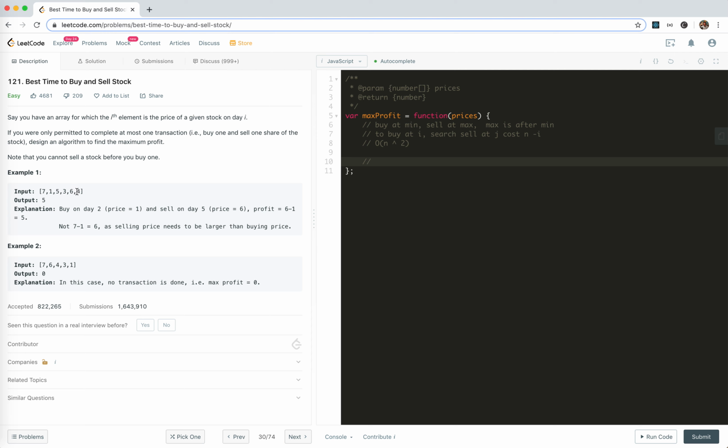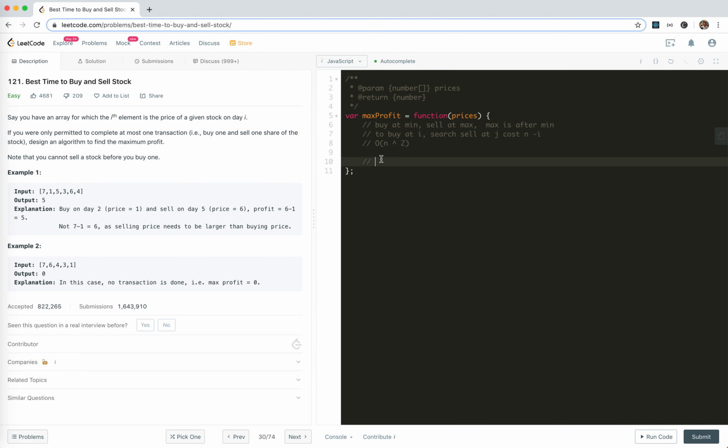So if we reverse it once again, we could take the sell position, right? If we go to sell at index 0, we need to buy at index 0, because nothing is smaller than 7. But if we sell at 1, the 1 is smaller than 7, so we must buy at 1. Now if we sell at 5, we need to buy at 1, because 5 is bigger than the minimum, which is 1.